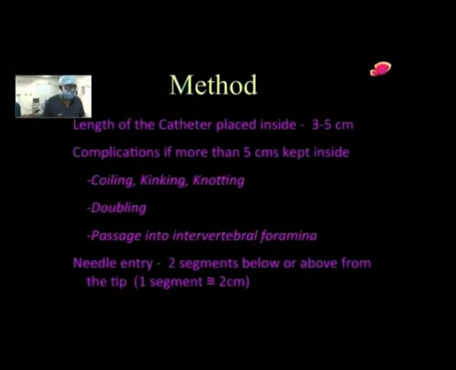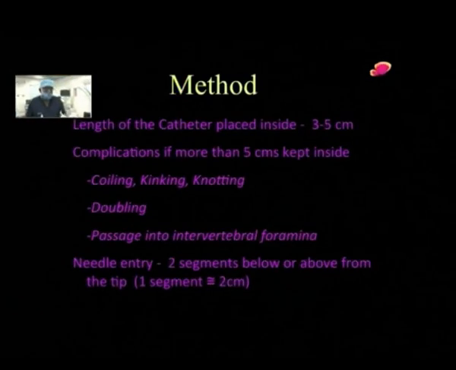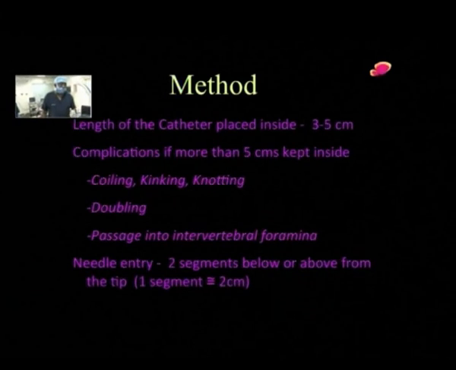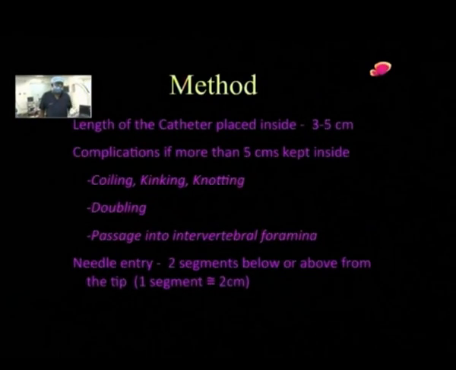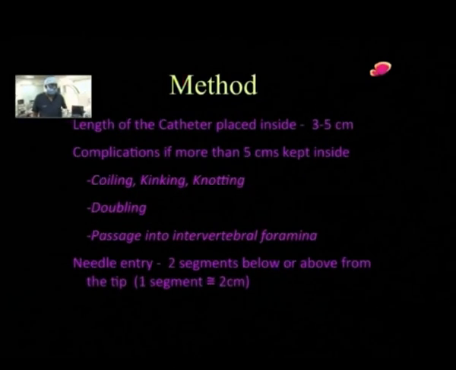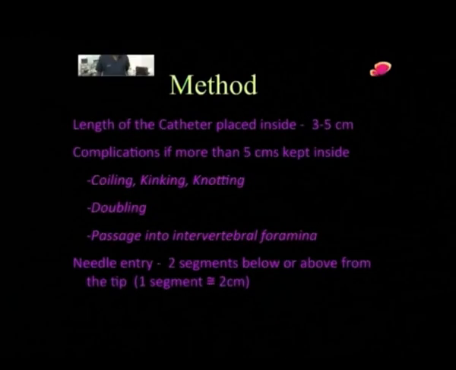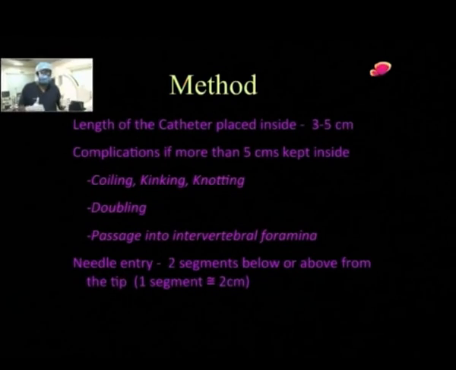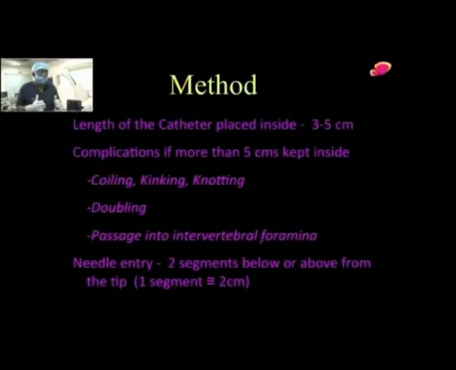Next you decide about the length of the catheter you are going to place inside. Ideally it should be only between 3 to 5 centimeters. If more than 5 centimeters are kept inside, coiling, knotting, doubling of the catheter, and passage of the catheter into the intervertebral foramina can all occur. And if it is less than 3 centimeters, accidental catheter exit in the intraoperative and postoperative period is also a possibility.